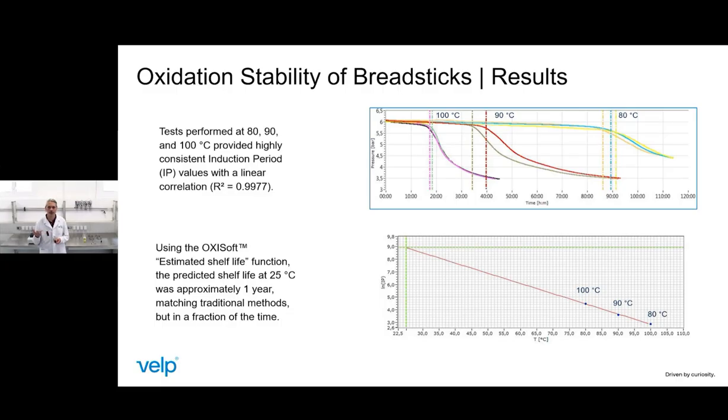The measured induction period has been plotted as a function of temperature, and the equation of linear regression for the points has been calculated with an R square value of 0.9977. Using the equation obtained, it is possible to estimate the shelf life of the product at 25 Celsius degrees, and that is approximately 1 year. This is a very powerful tool, since the shelf life of the product could be estimated taking into account different environmental conditions.